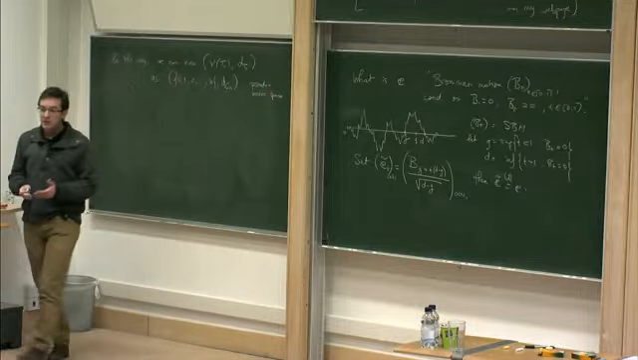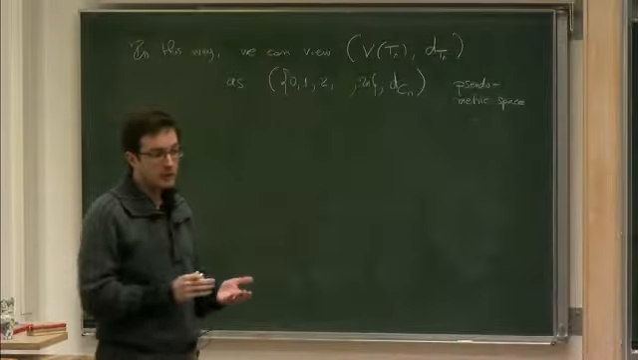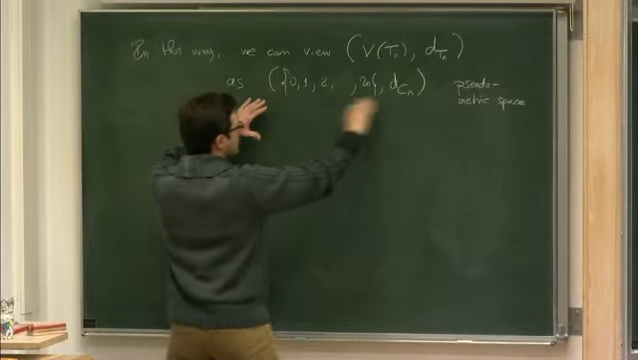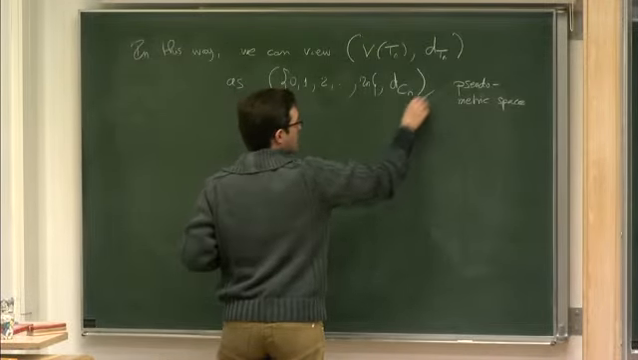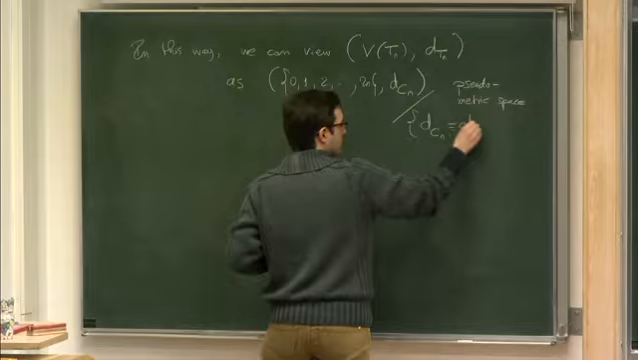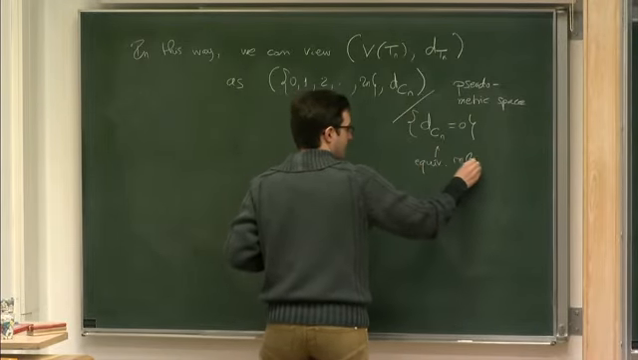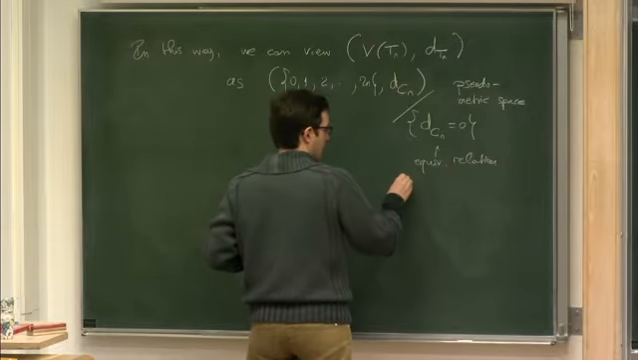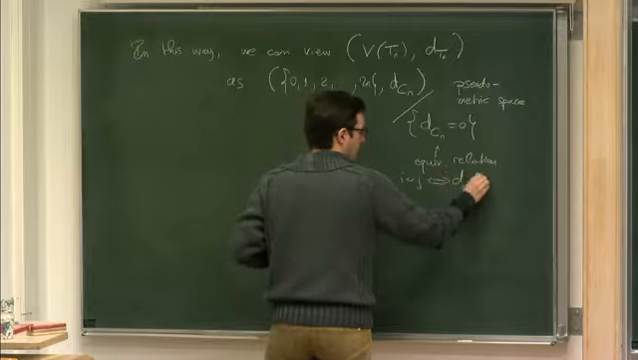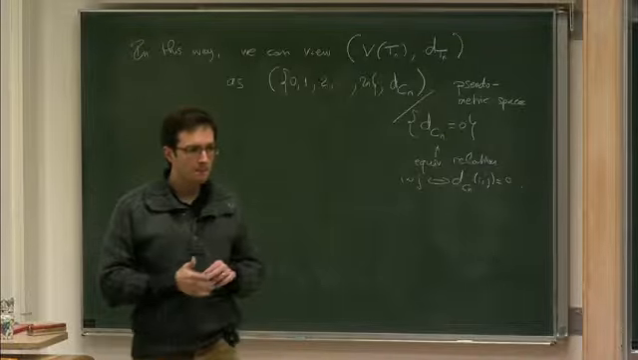Where pseudometric means that you satisfy the same properties as a distance, except that you do not separate points. And this is the space in which you identify points which are at distance 0. So this is the equivalence relation where i is equivalent to j if and only if dCn of ij is equal to 0.